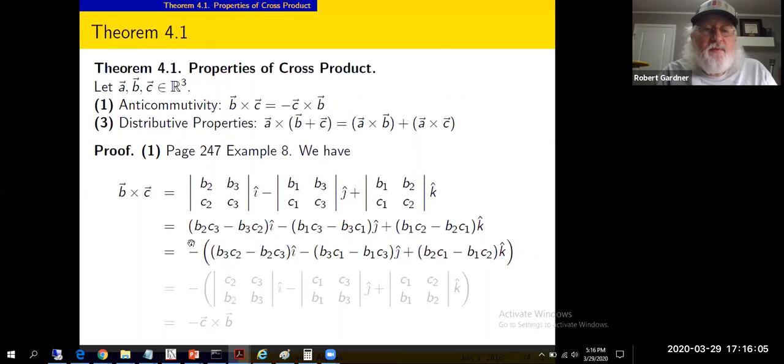Okay, so if I factor a negative out of the first piece here, that'll require us maybe to reverse the orders on these. So we'll have B3C2 minus B2C3. Take the negative, distribute it back in. Sure enough, it produces that.